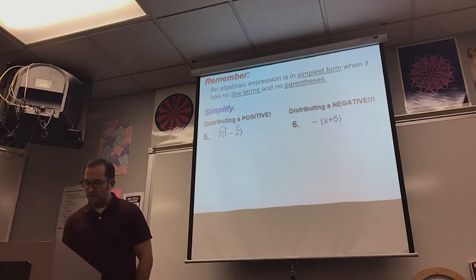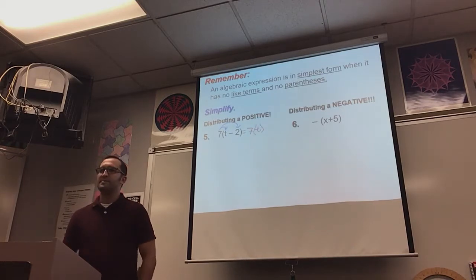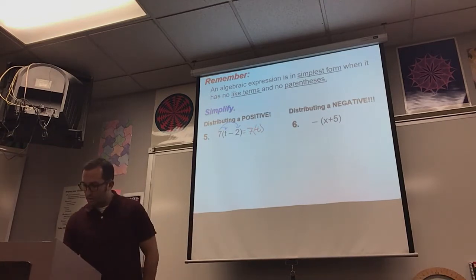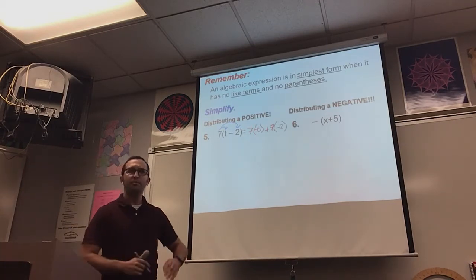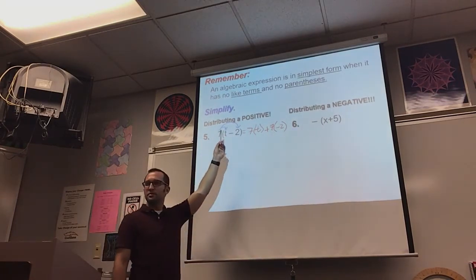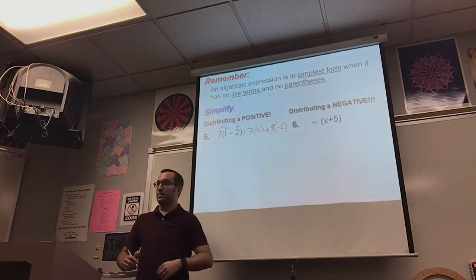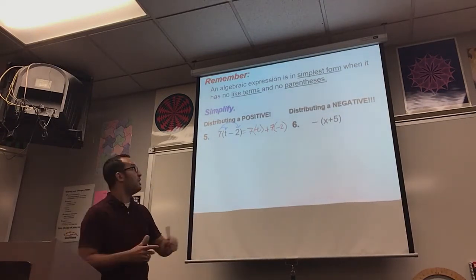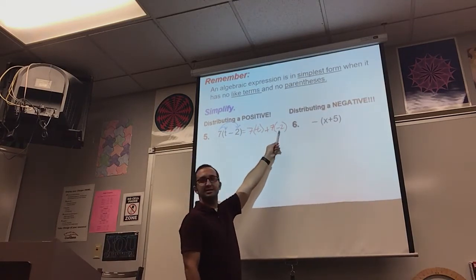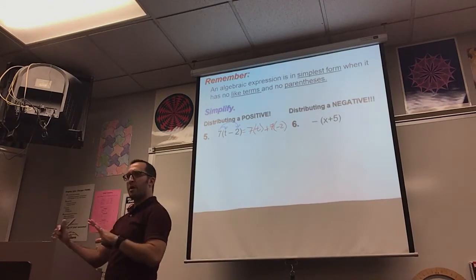So when we write this out, we're going to write it out as 7 times t. Now, is this going to be a plus or a minus sign? It's going to be a positive sign. Plus 7 times negative 2. Why negative 2? Well, because it's all about the terms. What's the first term in the parentheses? T. What's the second term in the parentheses? Negative 2. Do you see where those come from?